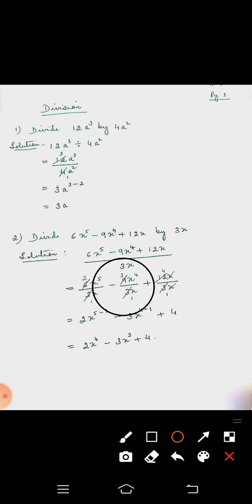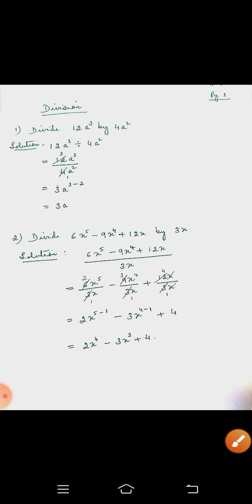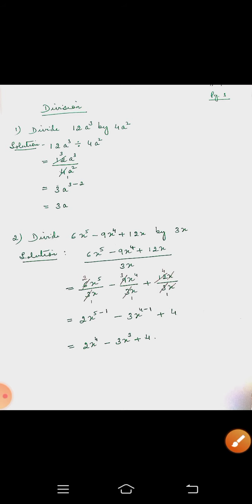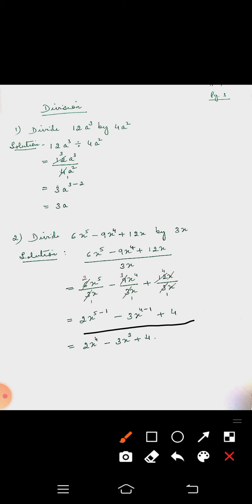Alright, and here you see the numbers, how it is cancelled. 3 ones are 3, 3 threes are 9, so the numbers remaining are minus 3x to the power 4 minus 1. Alright, similarly this also: 3 ones are 3, 3 fours are 12. And the x has both the x up and down, it has the power 1, therefore they also get cancelled. Alright, now the remaining numbers you write in the next step.